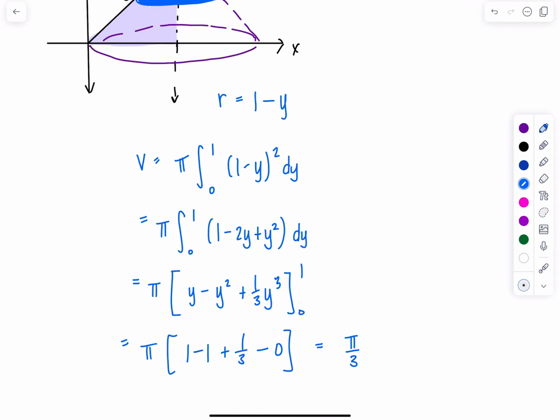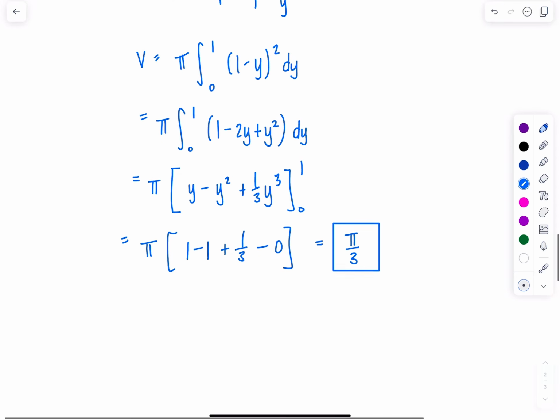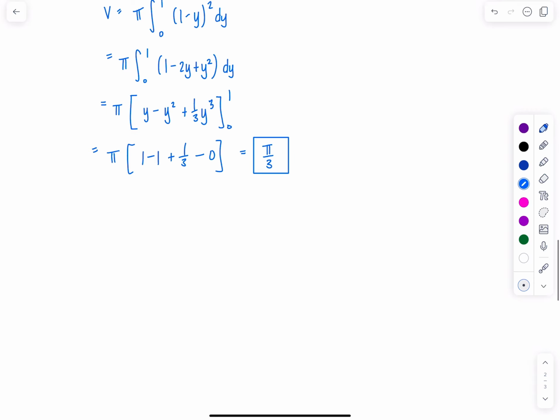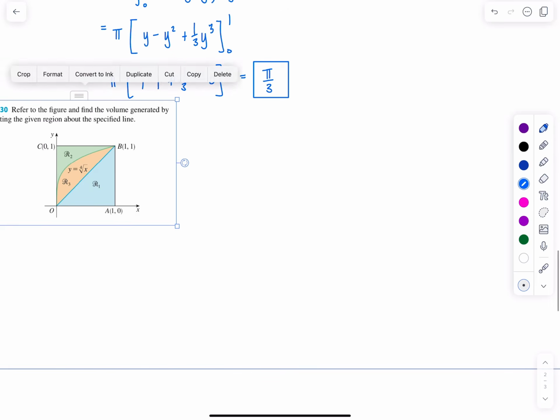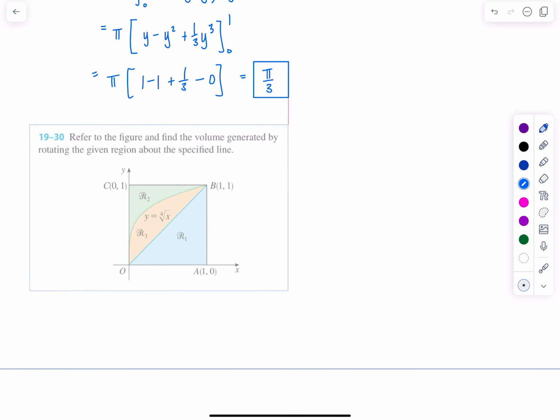Same answer as last time. This is getting peculiar. Okay. How was that? Let's take it to the next level. You guys are becoming increasingly proficient. I'm very proud.